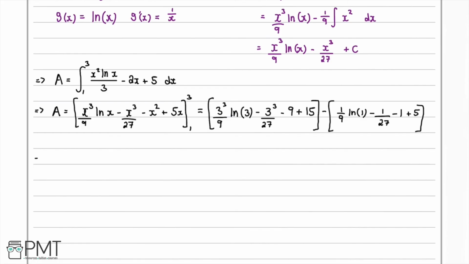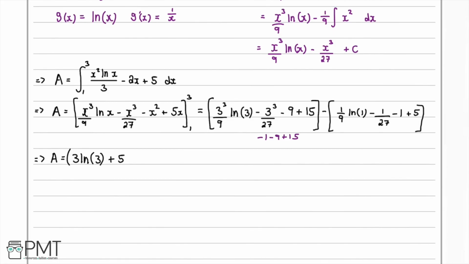So we can now tidy this up, and what we'll have is, we see that 3 cubed divided by 9 is going to be 27 over 9, which is 3. So we'll have 3 ln 3. And then we subtract 3 cubed over 27. We know that 3 cubed is 27, so 27 over 27 is going to be equal to 1. So we subtract 1, then we'll subtract 9 and add 15. So putting this into our calculator or doing it in our head, we know that this is going to be equal to 5. So we add 5.